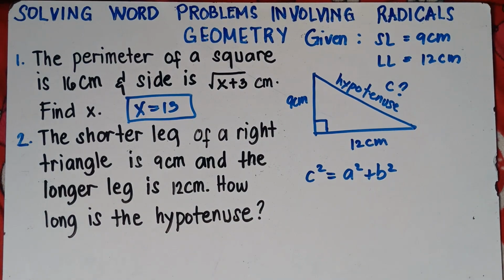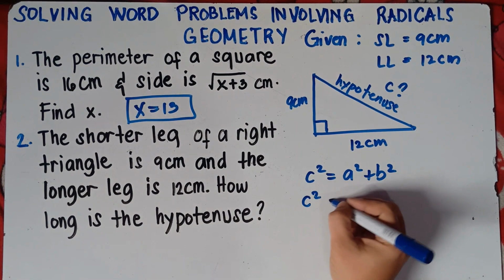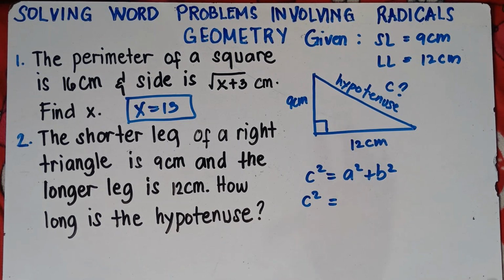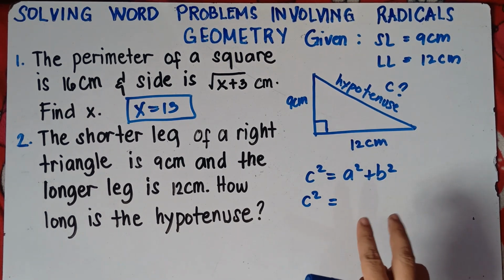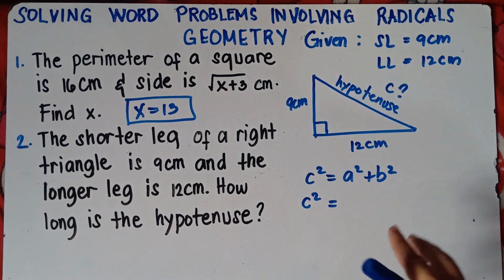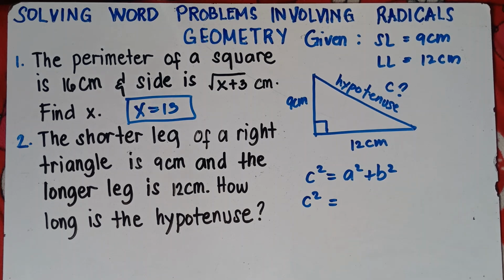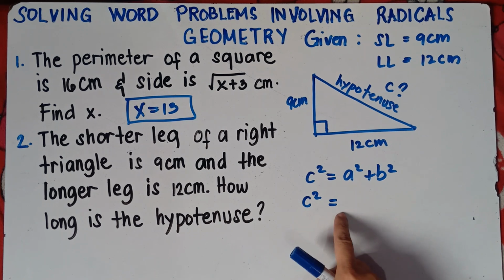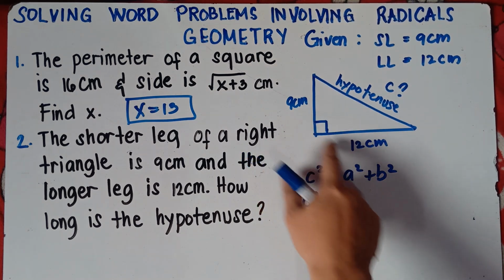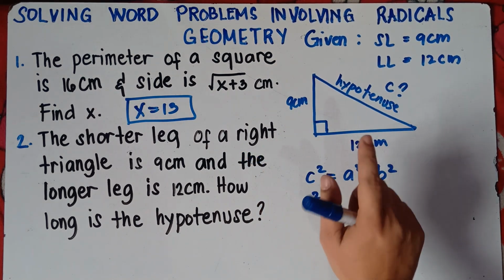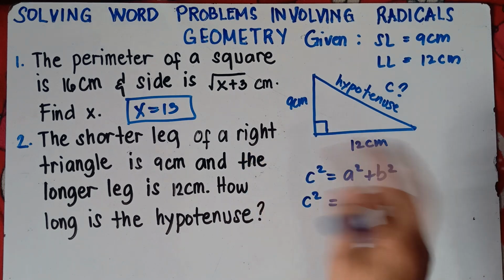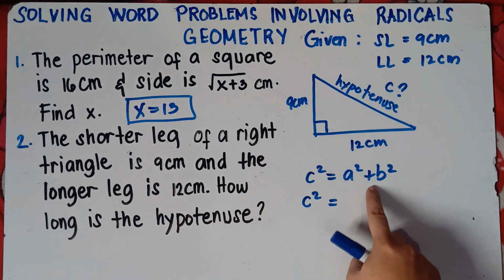We're told to find c. So copy c squared equals, once again, class, this is the formula in solving a right triangle if you're finding a side. You will always use this one. This is what we call the Pythagorean theorem. And you're told to find the hypotenuse. So c squared equals your a. It could be 9 or 12. It depends on you. You will have the same answer, class, because this is addition.